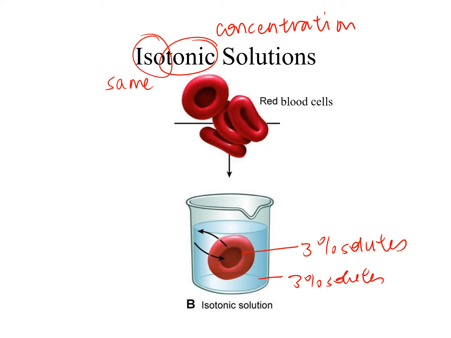So an isotonic solution is one in which we see no net change in water movement. The cell maintains a relatively stable size. So if you could think of this as the cell's happy place, that's where it would like to be. It would like to be in equilibrium with its environment, and that's what an isotonic solution provides.